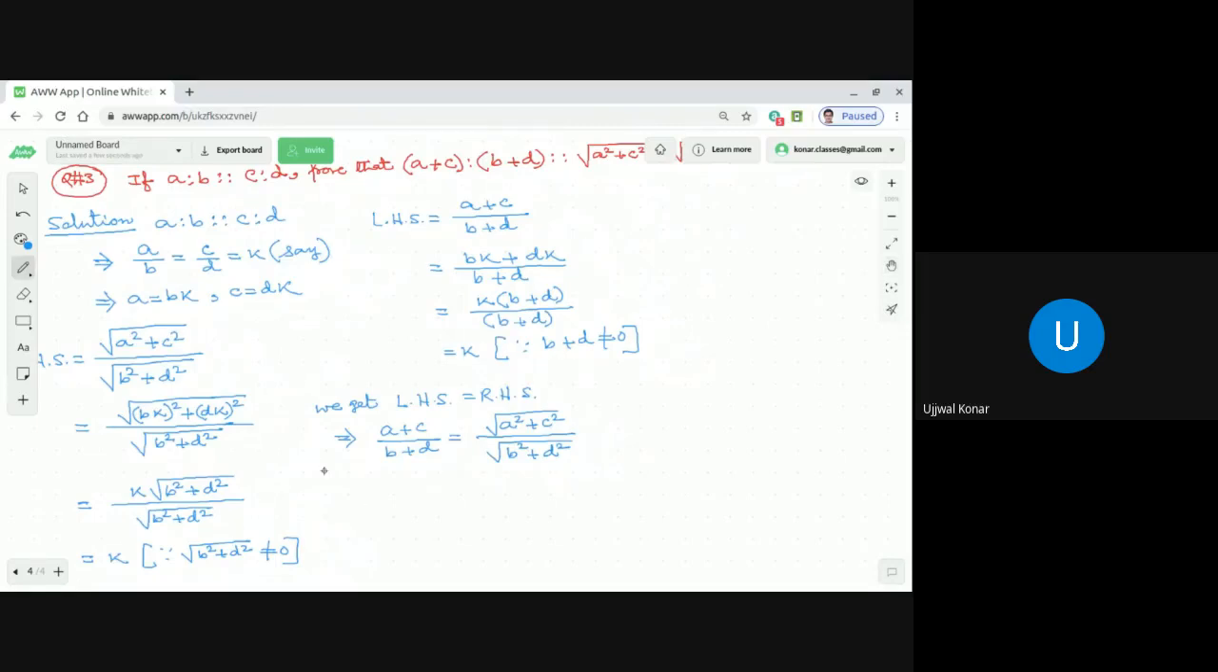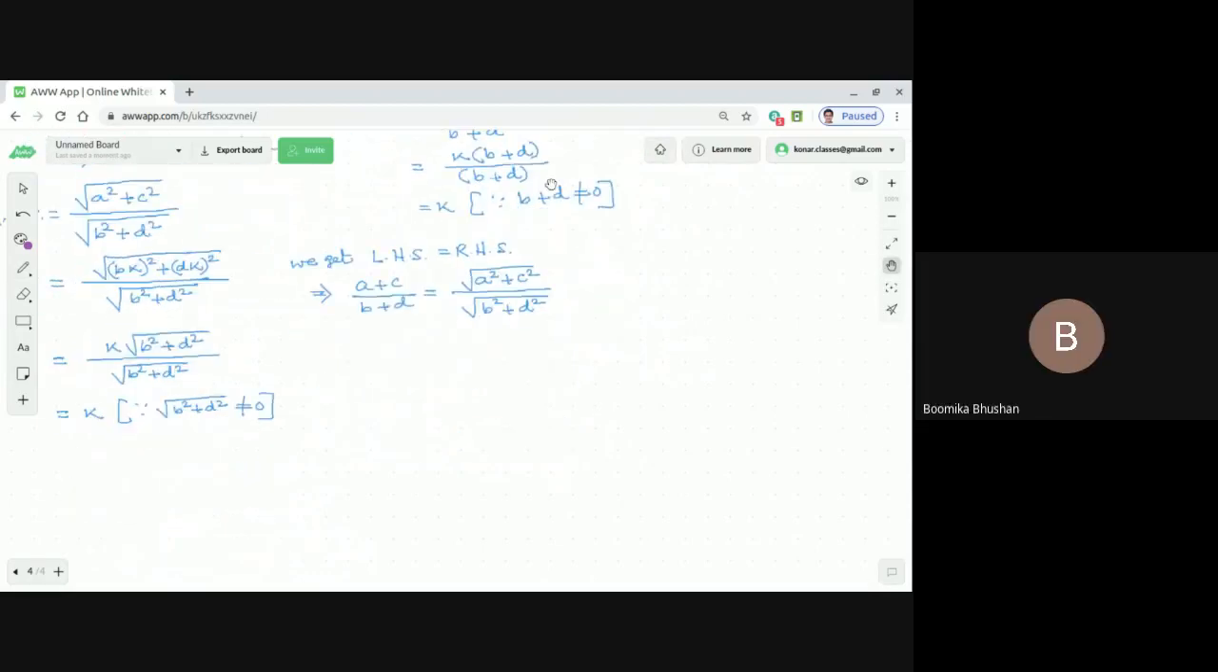So what this property says, let me use a different color and write it down: a by b is equal to c by d, implying (a plus c) divided by (b plus d) is equal to square root of (a square plus c square) divided by square root of (b square plus d square). Very important property as well.